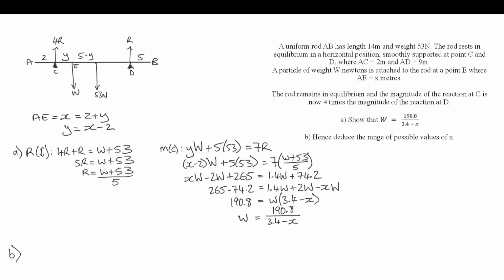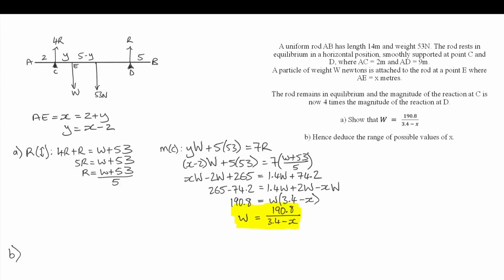In part B, we're asked to deduce the range of possible values of X. The question does start with hence. This always tells us we should be using the answer we've just produced to help us with this part of the question. Well, looking at this expression, there are some limitations. We have a fraction. We know that we never want the denominator of a fraction to equal 0. Otherwise, that expression is undefined. This denominator would equal 0 if X was 3.4. So we want to make sure that X stays below 3.4 so it never produces an undefined weight.